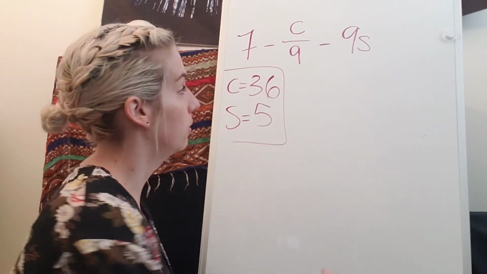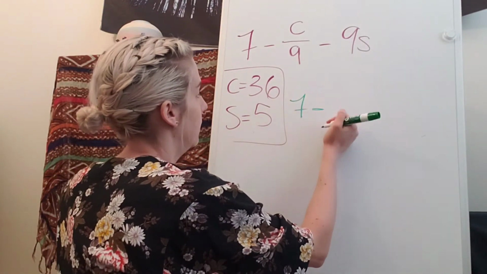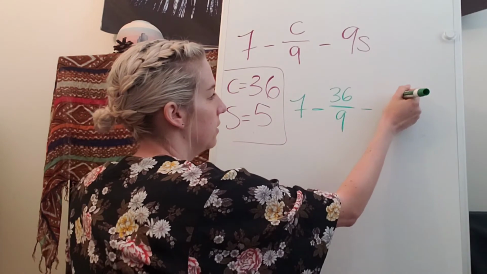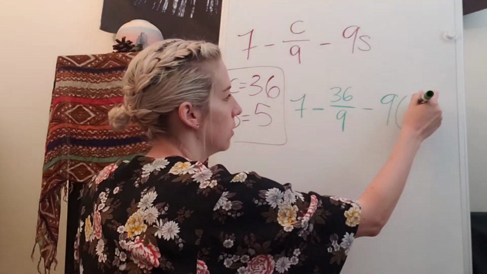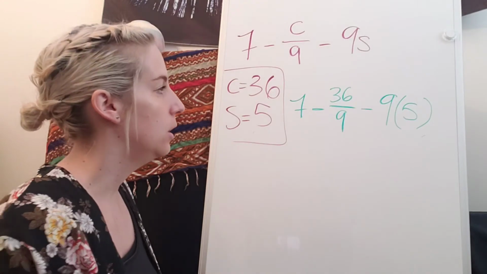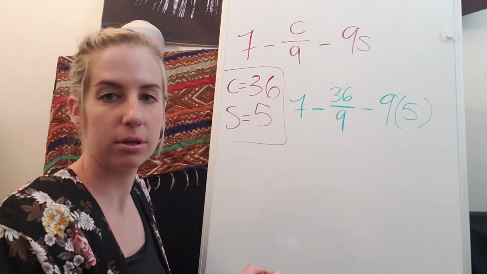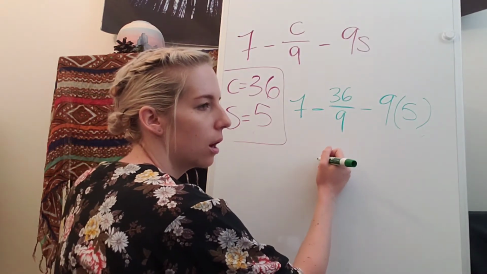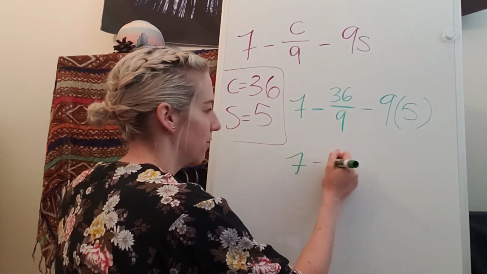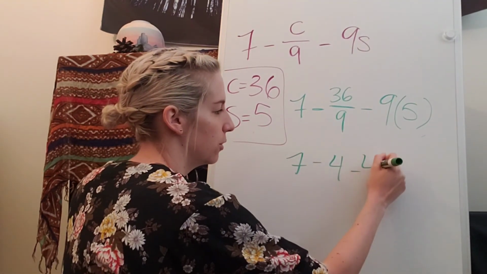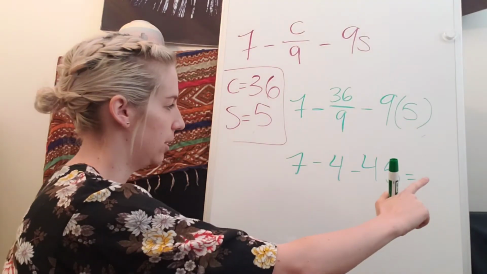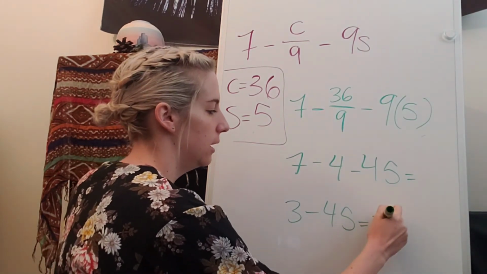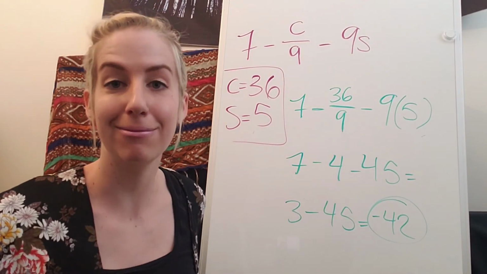So all I do now is I plug these in. So I have 7 minus, my c is now 36, 36 over 9, minus 9 times s, which is now 5. Okay? So I'm going to do my division and multiplication first. 36 divided by 9 gives me 4. Not too hard. And then 9 times 5 is 45. Now I just plug it in straight across. 7 minus 4 is 3. Minus 45 is negative 42. Okay? And that's it.